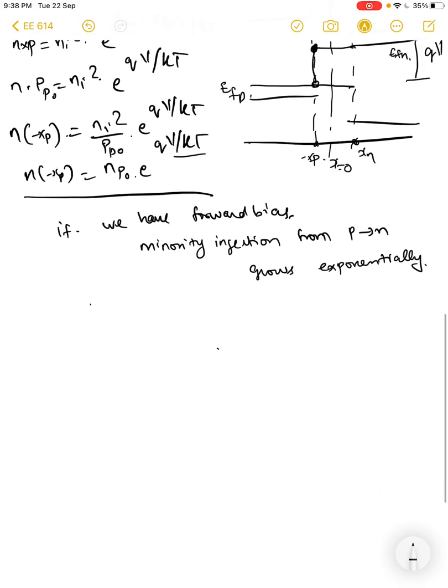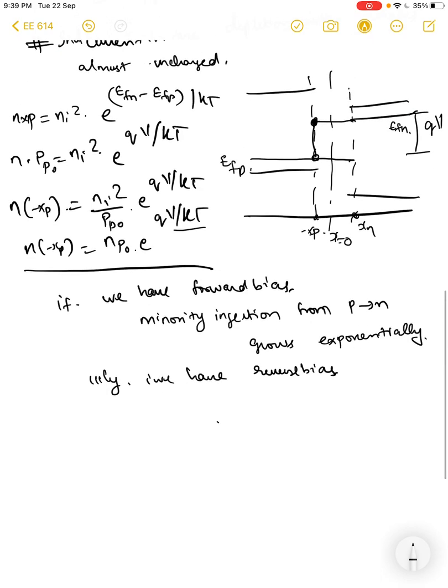Similarly, if we have reverse bias, you can see that now the concentration of n at the border of the depletion width drops down exponentially, right, because it is e power minus q. So what happens is the carrier density at x is equal to minus xp. So here, how do I draw the carrier density?